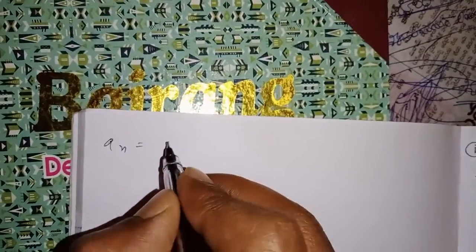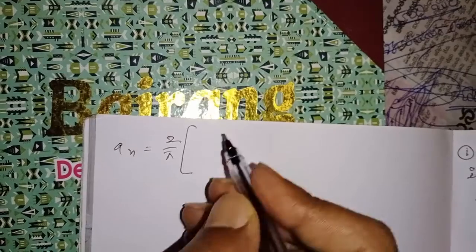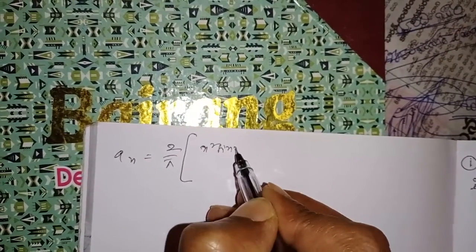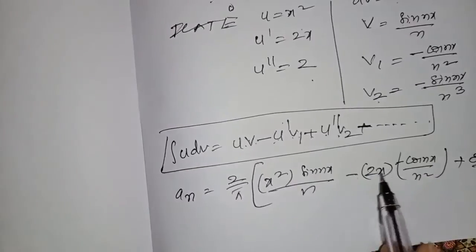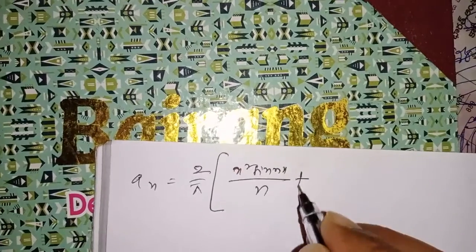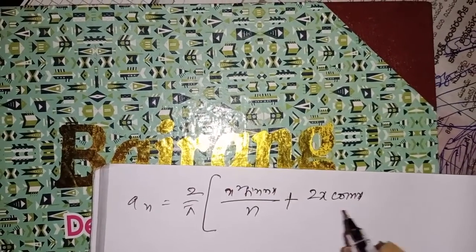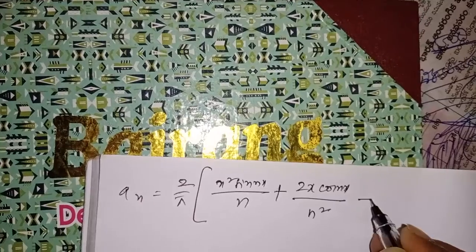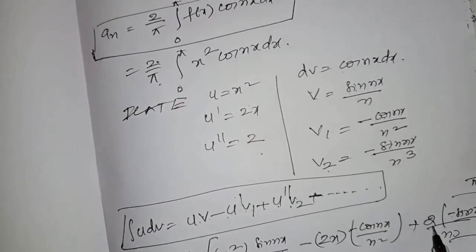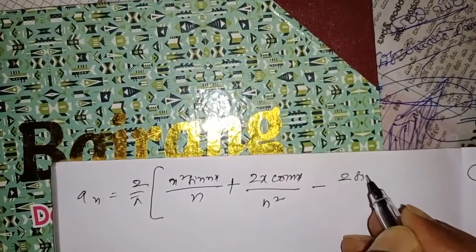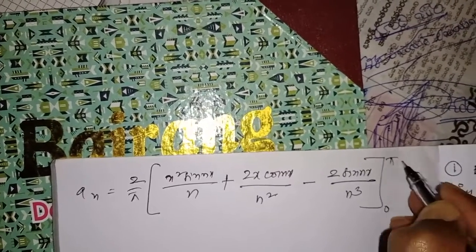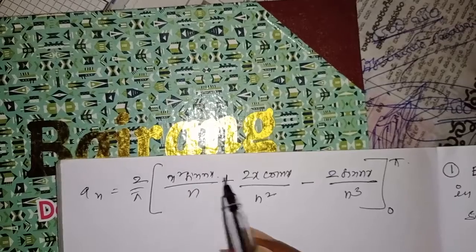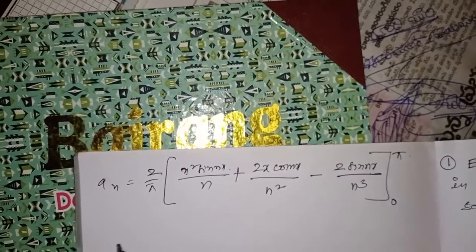So an is equal to 2 by pi whole into x square sin nx by n minus into minus. See, it is minus into minus, plus. So plus 2x cos nx by n square minus, see here, plus into minus is minus, 2 sin nx by n cube. The limits are 0 to pi. Now substitute the upper limit in x place, minus the lower limit, which is 0.